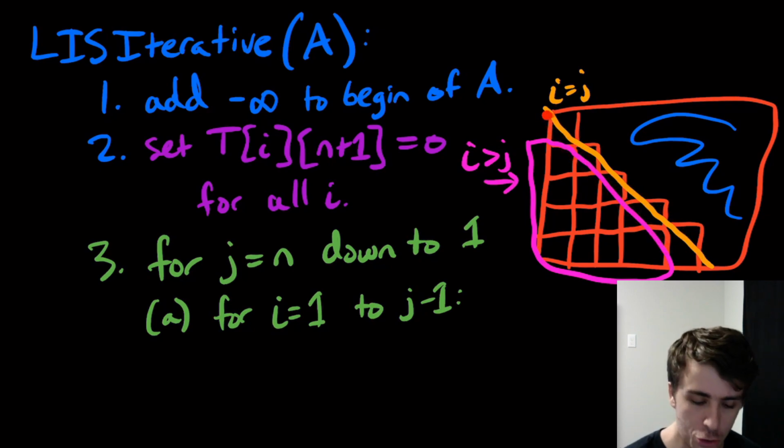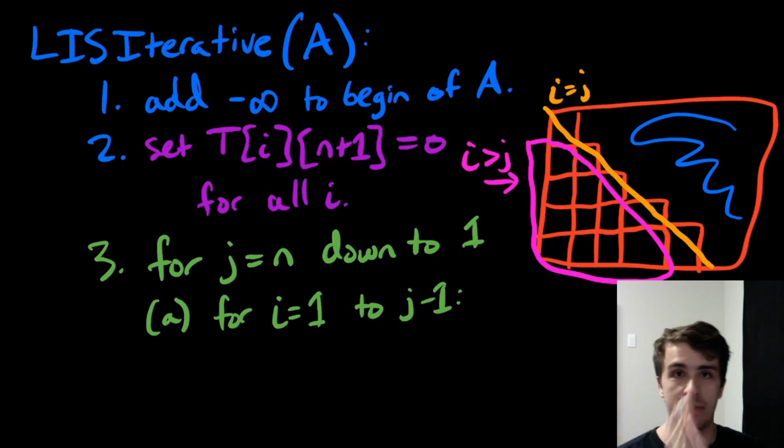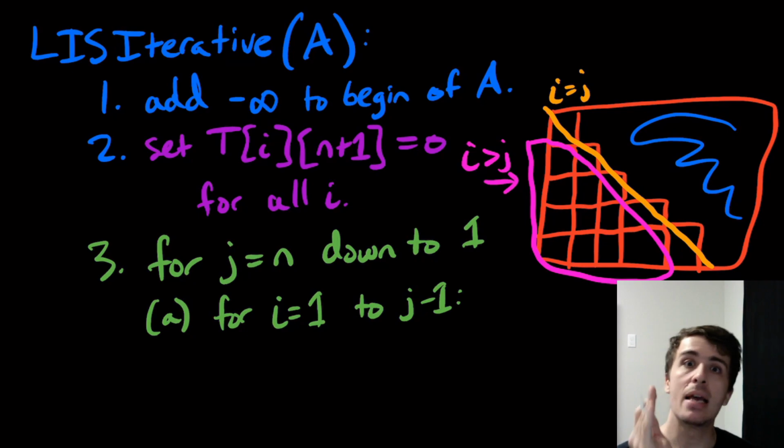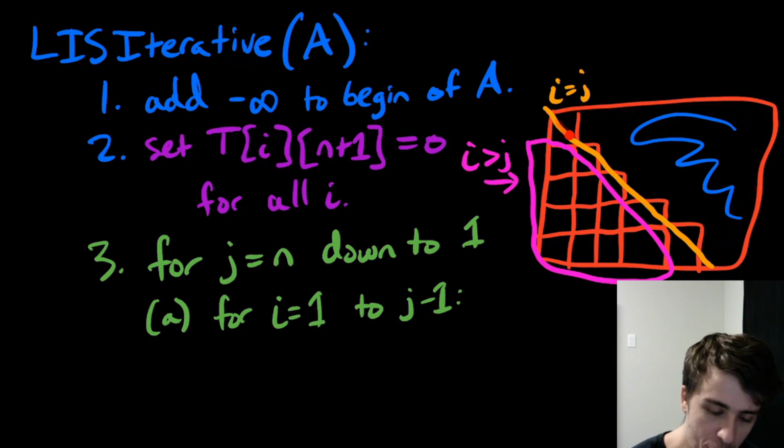Okay? And actually, all of the diagonal ones are going to be 1. Because if i is equal to j, then we can always pick that one element. So the subsequence's length is going to be 1 in that case. So the only interesting ones that we care about are the ones in this little blue region up here.